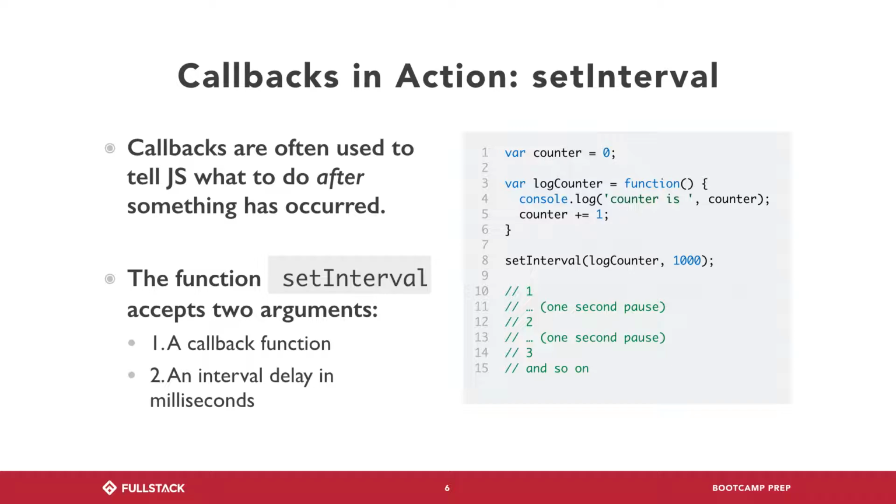In this case, we have this thing called log counter, and it just prints out something like counter is blank. And we're giving it 1,000 milliseconds, which is 1 second. So when I start running this, all it's going to do is say, great, execute log counter, wait a second. Execute log counter, wait a second. Execute log counter, wait a second. Over and over again until I tell it to stop eventually.